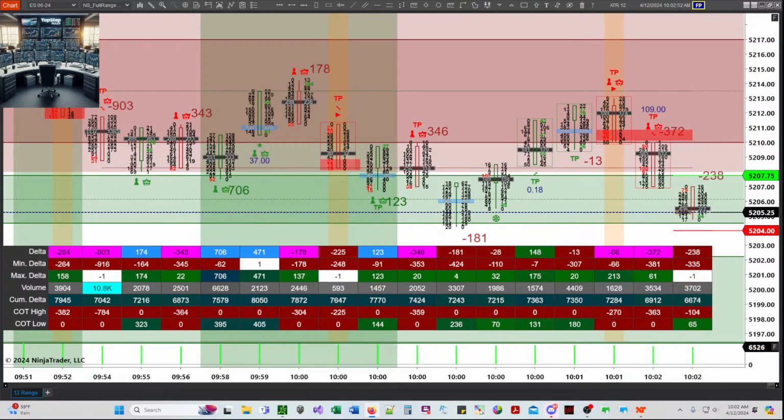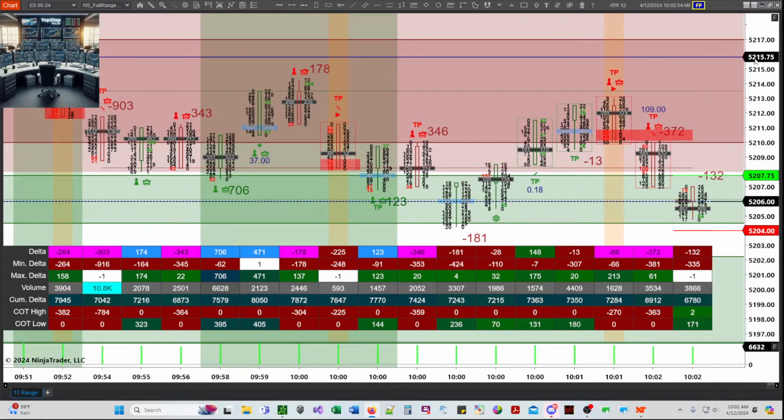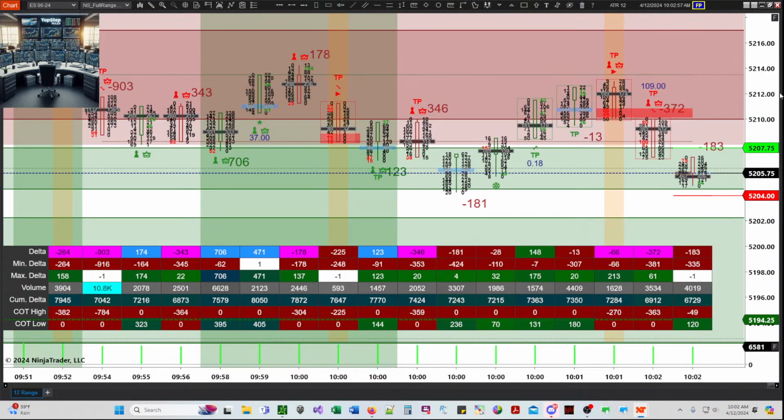I see we got a POC wave here to the downside.